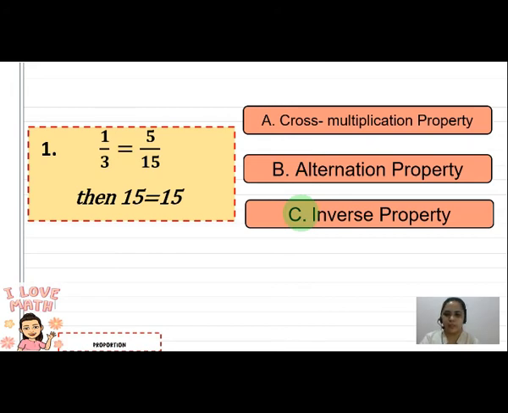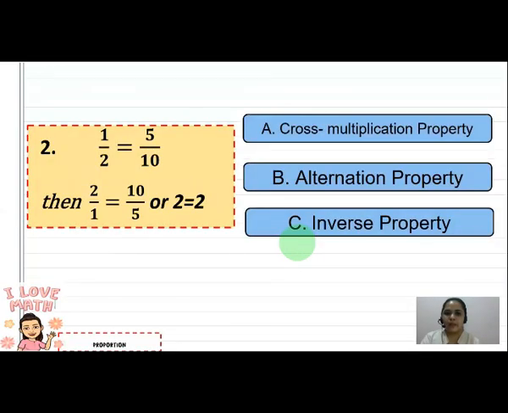Okay, the answer is letter A. Cross multiplication property. Number 2. 1 over 2 is equal to 5 over 10. Then, 2 over 1 is equal to 10 over 5, or 2 equals 2. So, what property can you see in this example? A. Cross multiplication property. B. Alternation property. Or C. Inverse property.